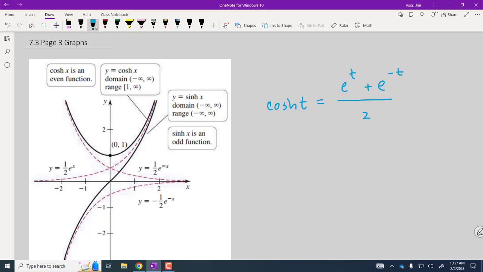It is the average of exponential growth and exponential decay. Right? E to the t goes like this. E to the minus t goes the other way, so they crisscross like that. So growth, decay, average, that's cosh. And this is always positive, right? When you look at that, positive number, positive number, positive number, that can never be negative. So its graph is above the x-axis, and this is the graph of cosh, right there. So it is the average of exponential growth and exponential decay.